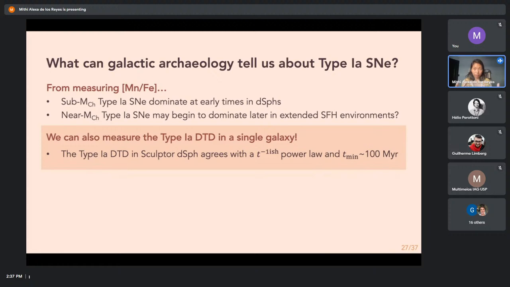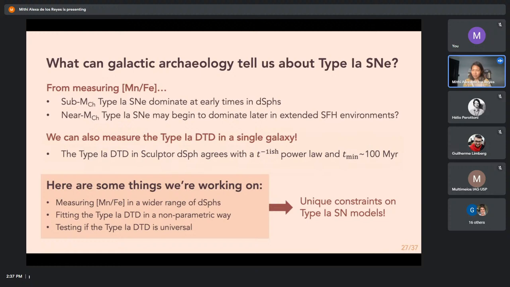So all of these things are things that could be built on, right? So we mentioned manganese earlier and how we can measure manganese in more dwarf galaxies. But also the delay time distribution is still preliminary work, and there's a lot to be done still. We'd like to ideally measure the delay time distribution without assuming anything about its form. So we'd like to do it in a non-parametric way. And we'd also like to try this in a lot of other galaxies. So far, we've only tested this in one galaxy.